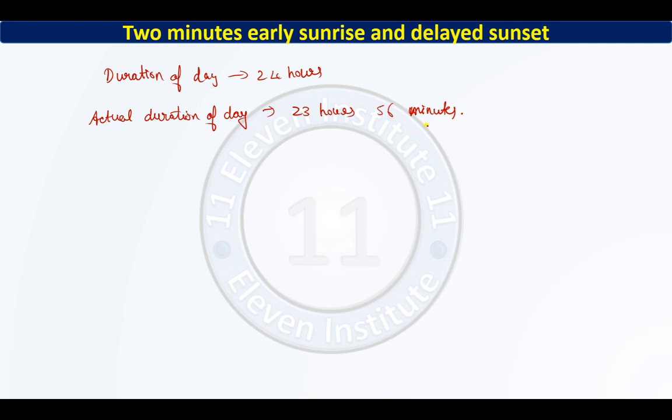The actual duration of a day is 23 hours and 56 minutes. But what we feel is 24 hours. This is what actually happens, but what we feel is that the day is of 24 hours.